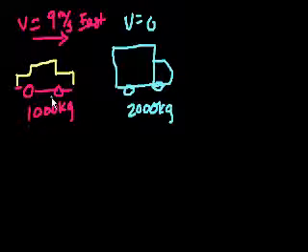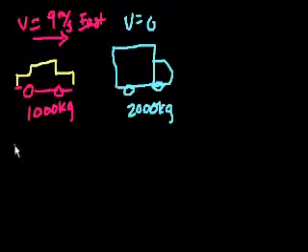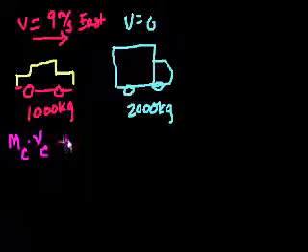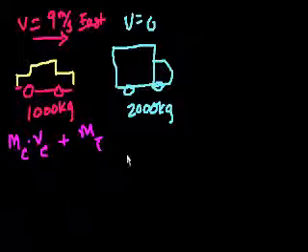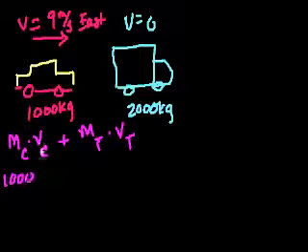Well, all we have to do is think about what is the combined momentum before the collision. Well, let's see. The total momentum is going to be the mass of the car times the velocity of the car, plus the mass of the truck times the velocity of the truck. And this is before they hit each other. So what's the mass of the car? That's 1,000. What's the velocity of the car? It's 9 meters per second.